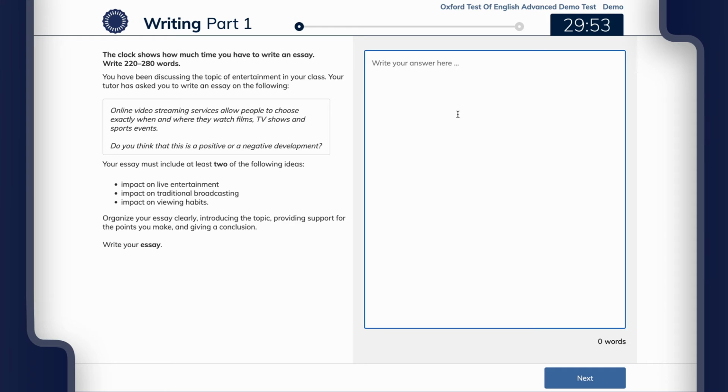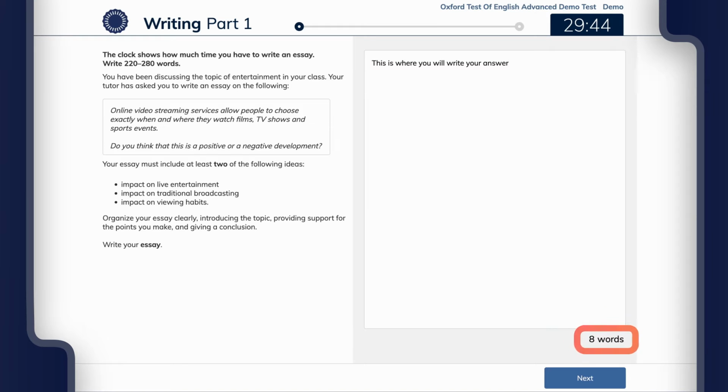Read the question carefully and then type your answer in the area provided. There is an automatic word counter that allows you to check how many words you have written. It is important to keep track of your word count. Please note, you could lose marks if your Part 1 essay is under 220 words.